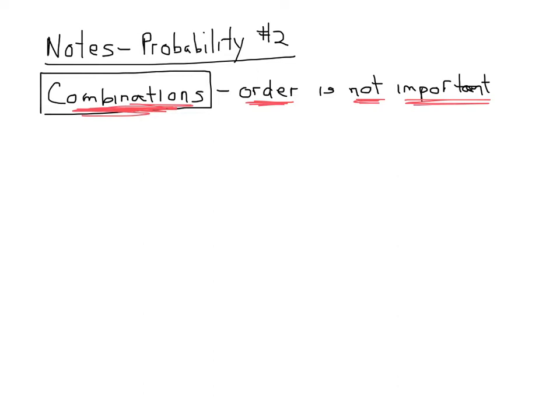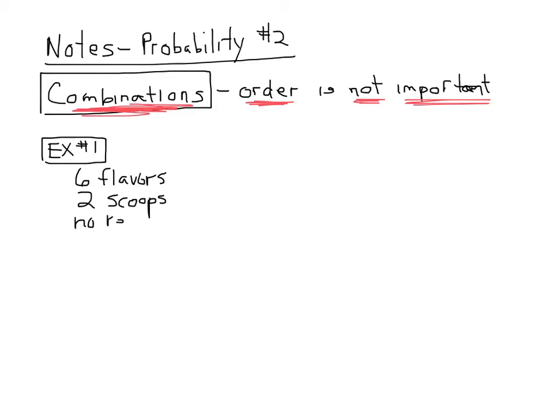Alright, for example, example number 1. Let's say you were going into an ice cream store and there were 6 flavors that you could choose from, and you were allowed to get 2 scoops. And for this example, let's say you can't get repeats, so you can't get like 2 vanillas. You have to get 2 different scoops. That would be an example of combinations. It doesn't matter what order I put the 2 scoops on. I could put the vanilla on first, then the chocolate, or I could put the chocolate on, then the vanilla. It's the same ice cream order.